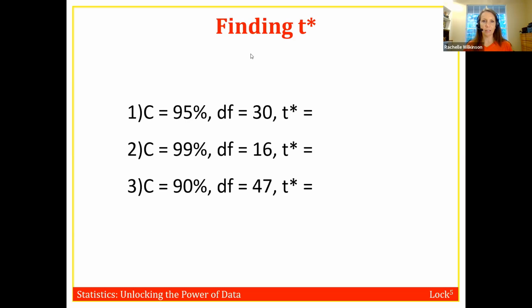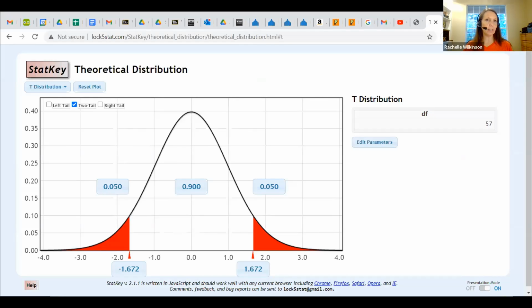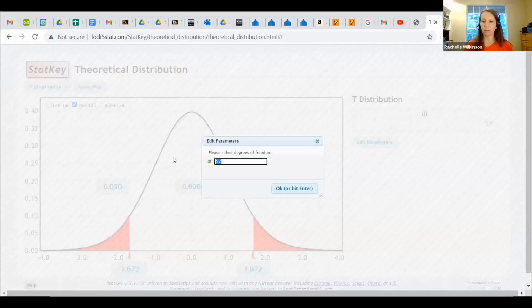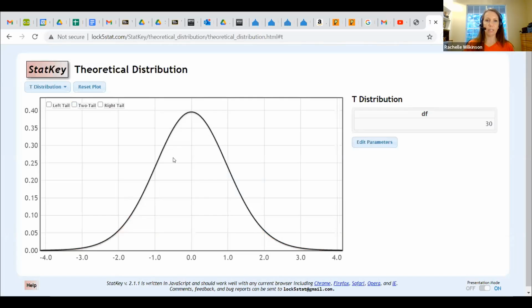All right, looks like we've got a lot of people done here. So let's look at these really fast. We'll see what we got. So the first one says confidence level of 95% and 30 degrees of freedom. So if I change my degrees of freedom over here to 30, and then I click on two-tail, 95% is what I want. So 2.042 would be the T star for that first one.